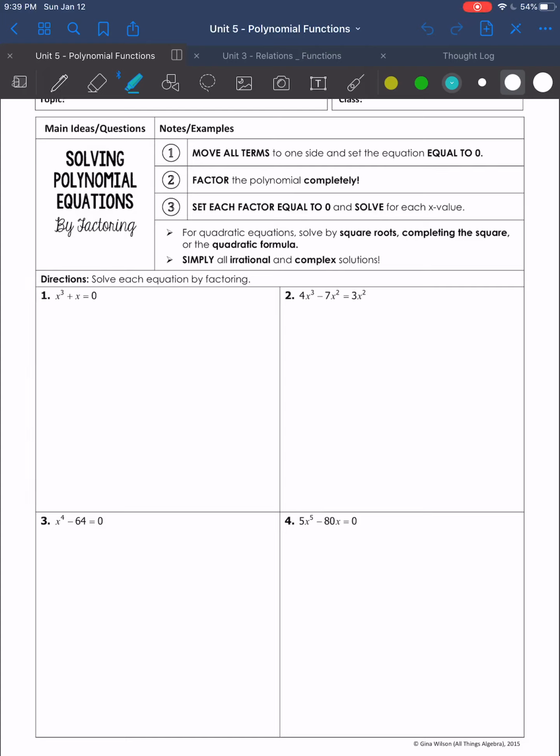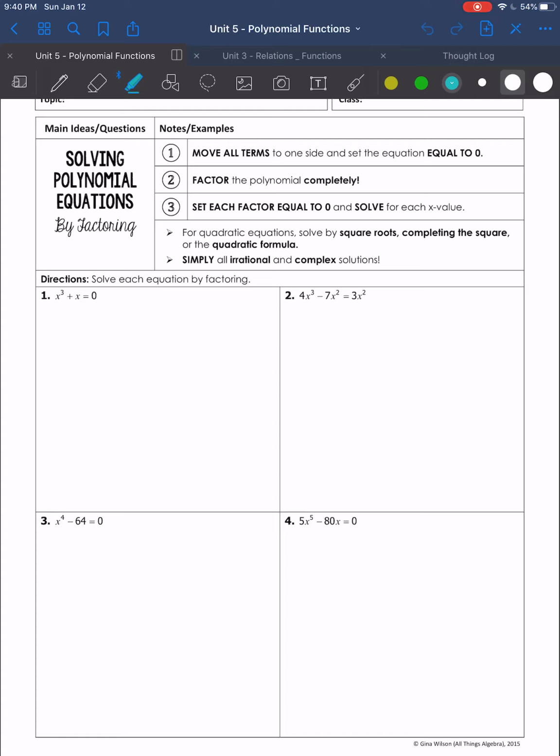Today we will be solving polynomial equations by factoring. So remember we talked about factoring at the beginning of the year. Step 1, you're going to move all the terms to one side and set the equation equal to 0. Then you're going to completely factor the polynomial. And then you're going to set each individual factor equal to 0 and solve for x.